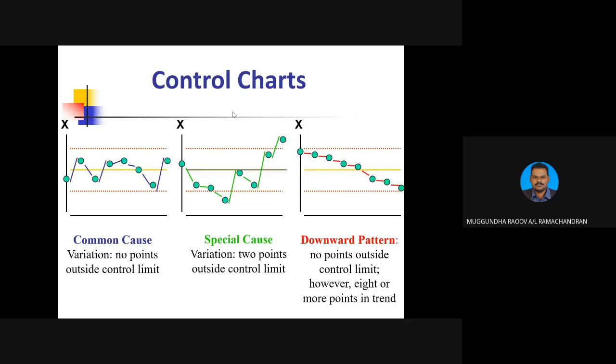Here we have three patterns of control charts. For example, this is the common causes, where no points are outside the control limit. This is very common. And special causes, class, one or two points outside the control limit. And a downward pattern, which means no points are outside the control limit, however eight or more points are in a trend. So this is a downward pattern.